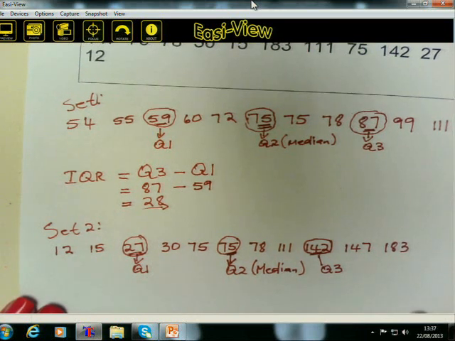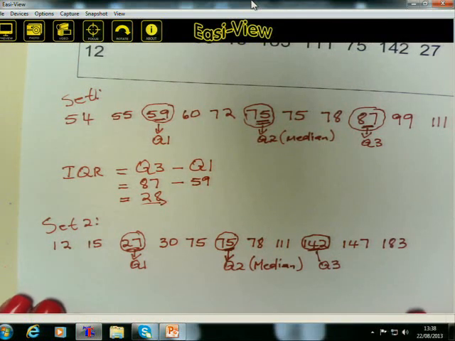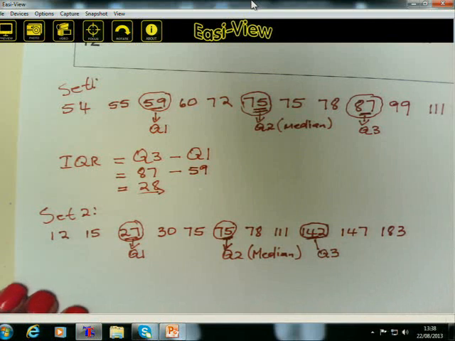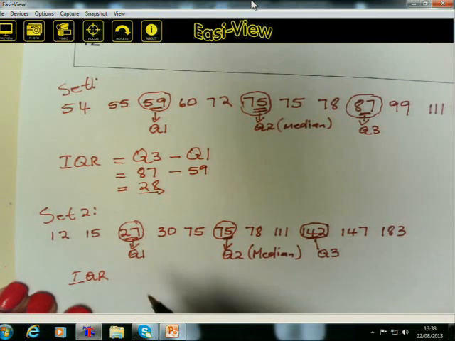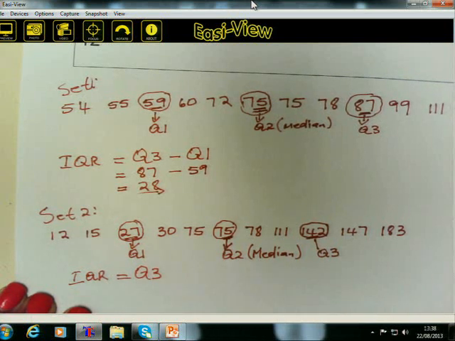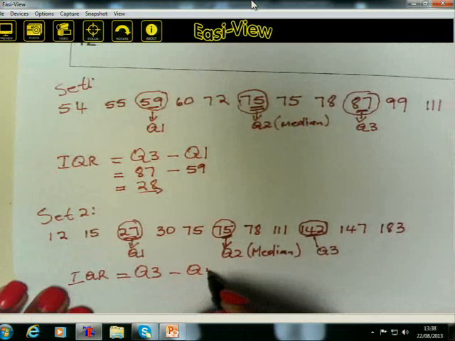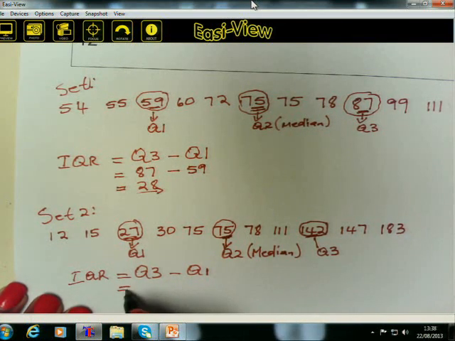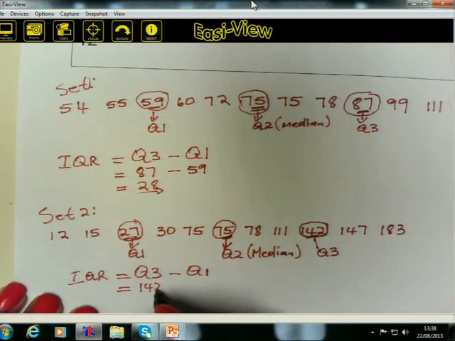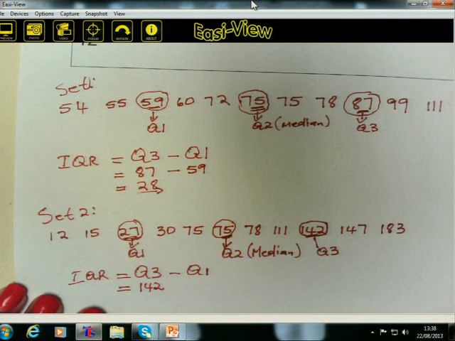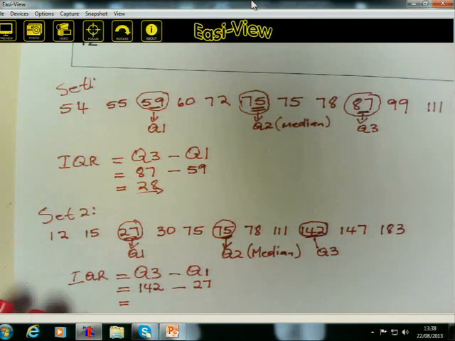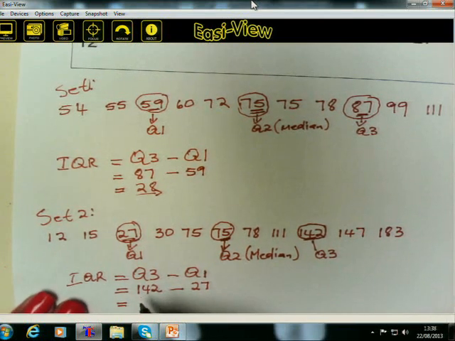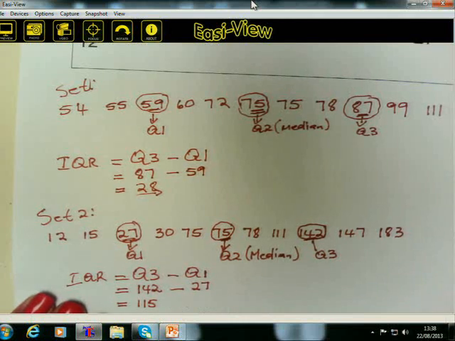Okay, grade 12s, I hope you also again found Q1 as 27, Q2 as 75, and Q3 as 142. Remember, for this set again, we must calculate the interquartile range, which is our IQR. Remember we said IQR is equal to Q3, which is the upper quartile, minus Q1, which is the lower quartile. Now that you have determined Q3, we substitute it by 142, minus Q1. We said Q1 is 27. Now 142 minus 27 will give us an answer of 115. Let's again check that answer, grade 12s.